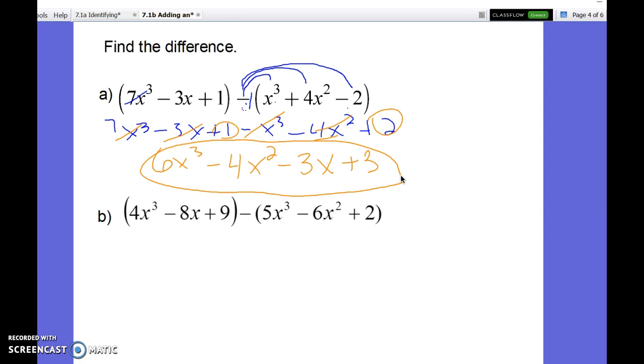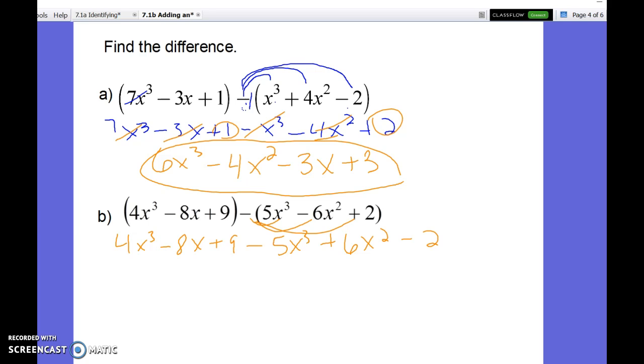This would be a good time to pause the video and try letter B for yourself. All right, so again, always remember when you're subtracting, you have to distribute that negative. So this first polynomial is just going to stay the same, 4x cubed minus x plus 9. Here you got to distribute that subtraction sign. It becomes negative 5x cubed. Then we've got a negative times a negative leaves us with plus 6x squared, and then minus 2.